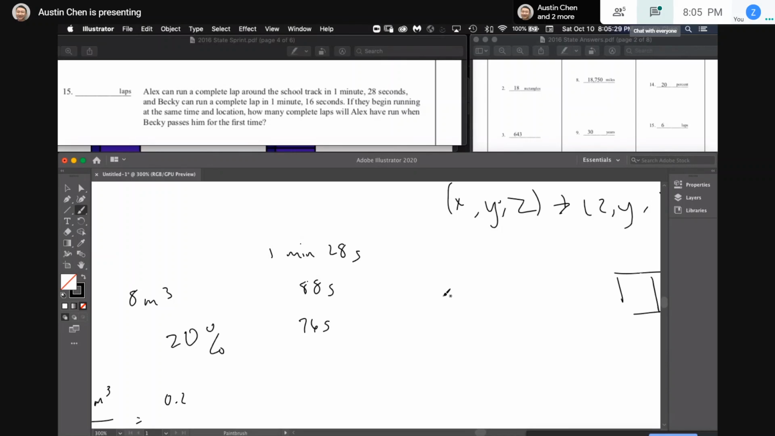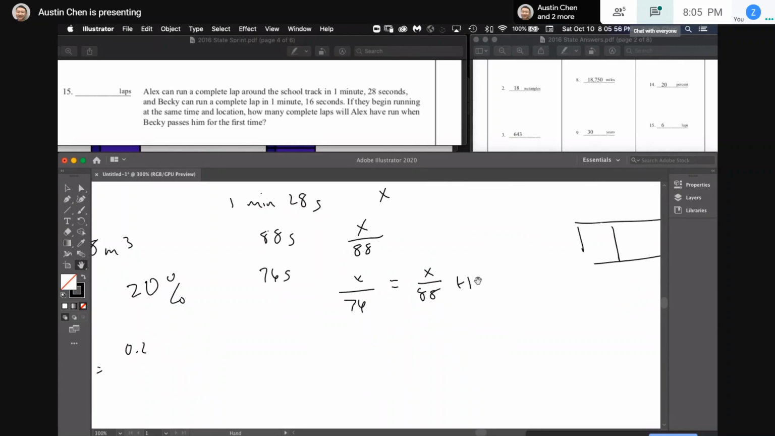So maybe we can just set up an equation, right? If we say x is the amount of time that has passed, the number of laps Alex will have run is x over 88, and Becky is x over 76, right? And when they pass, Becky is going to have run one more lap than Alex has, which means x over 76 is going to equal x over 88 plus 1. Okay, and now I can just solve for x.